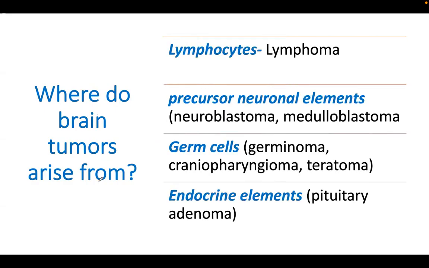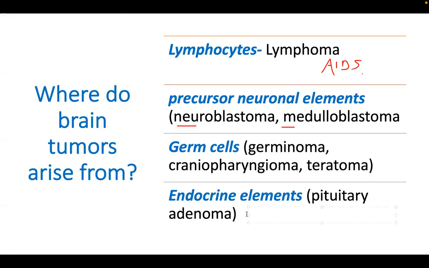Now, other brain tumors can arise from the lymphocytes, such as lymphoma. And we mentioned earlier the association of CNS lymphoma with patients with AIDS. Brain tumors can also arise from the precursor neuronal elements, such as the neuroblastoma and the medulloblastoma. They can also arise from the germ cells. That's why we have germinomas, teratomas, and craniopharyngiomas. And it can arise from the endocrine elements, such as a pituitary tumor.